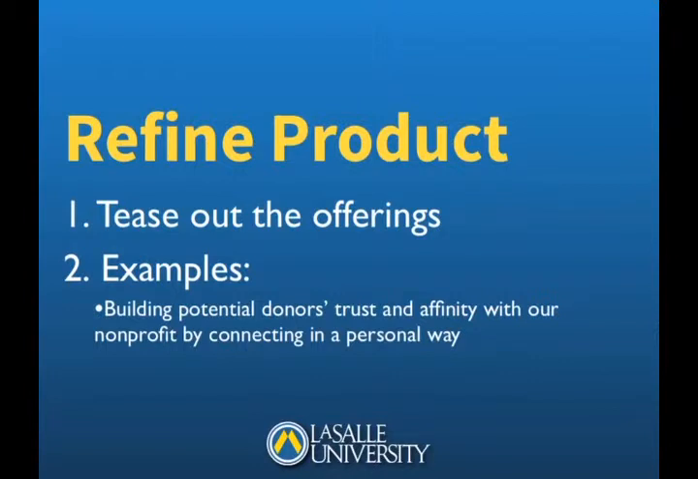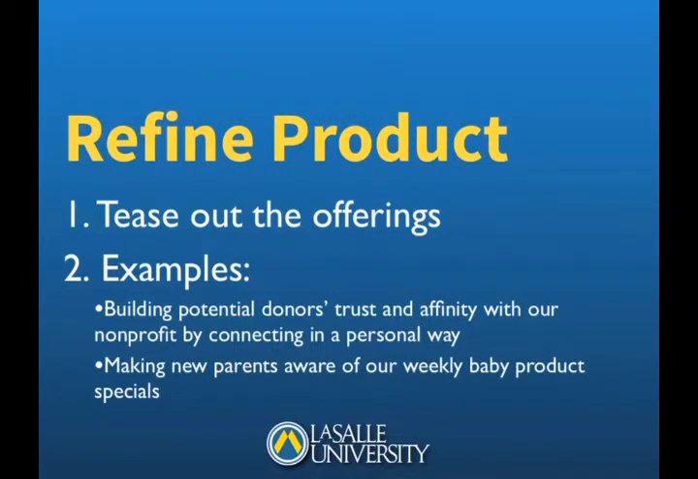Or if we are a place like Amazon or Babies R Us or something like that, we want to make new parents aware of our weekly baby product specials. So those are strategies. Now, we're not talking specifically about how to do that just yet in terms of where that takes place. That's going to be in the next step. Right now, what we want to do is actually come up with what our offering is in a very specific way, talking about specific audiences with a specific goal. So that's what we mean by refine our product.